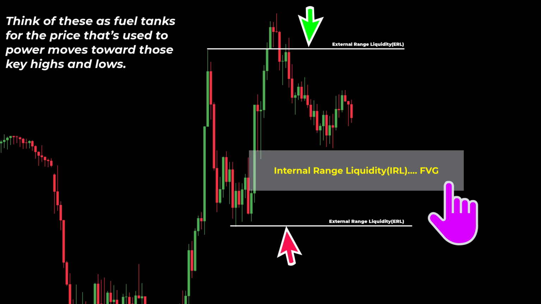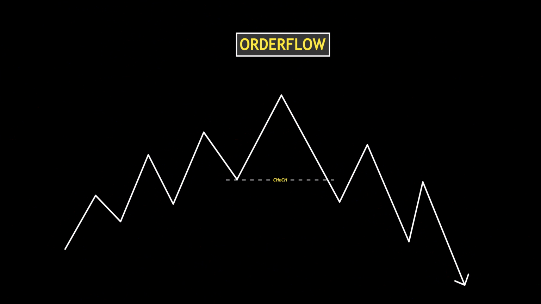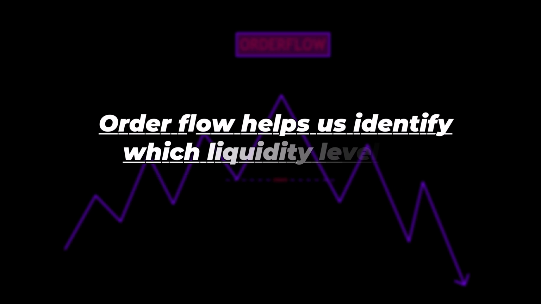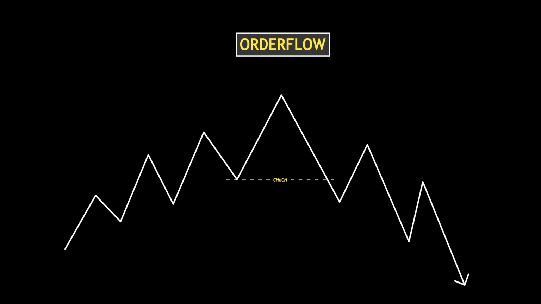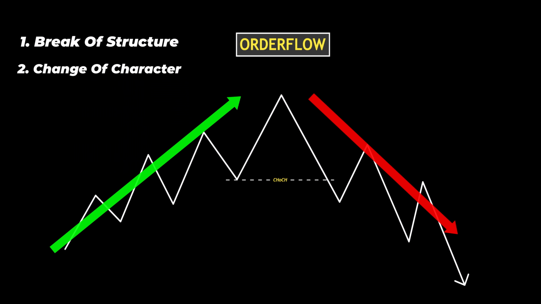Now for the next step, which is the second step, we have the order flow. This is where things get exciting. Order flow helps us identify which liquidity level the market is likely to target. First, we need to spot whether the price is pushing up through buy-side or down through sell-side liquidity. It might seem complex at first, but we can break it down using just 2 core ideas: break of structure and change of character.